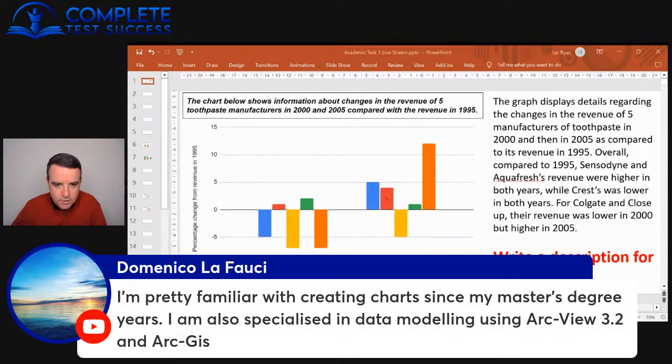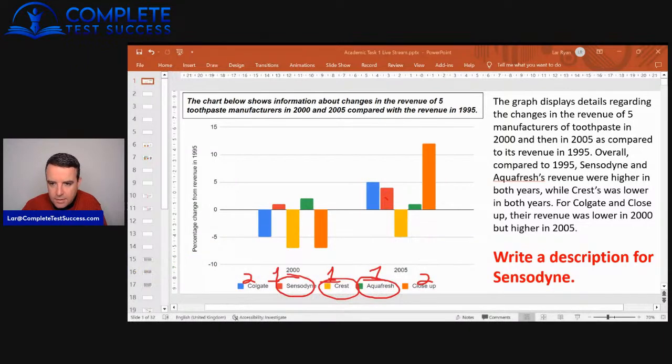Years ago, specialist in data modeling. Nice. So academic IELTS would be easy for you, Domenico.